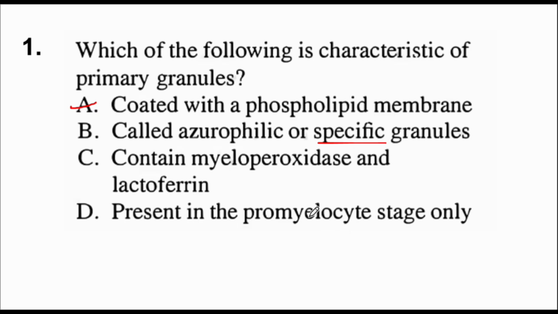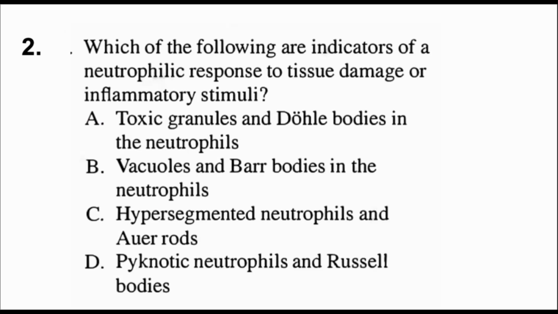Why is C incorrect? The primary granules contain myeloperoxidase, but not lactoferrin. Lactoferrin is a key component of secondary specific granules. And why is D incorrect? Primary granules are produced during a promyelocyte stage, but they are also present in subsequent stages, myelocytes, metamyelocytes, and segmented neutrophils. This statement mentioned promyelocyte stage only, so D is the incorrect answer. So move to question number 2.